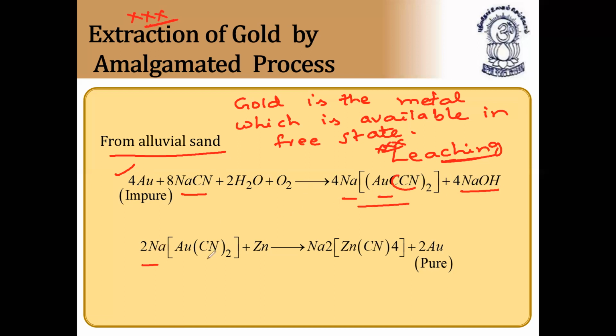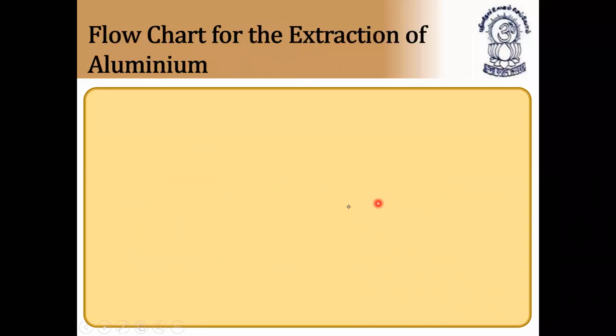And this sodium gold cyanide combines with zinc. Zinc will replace gold, and pure gold is deposited, and zinc will form a complex compound, that is sodium zinc cyanide. So just like this, this process is called leaching. So the first step in the extraction of gold is the leaching process. Next, continuation.